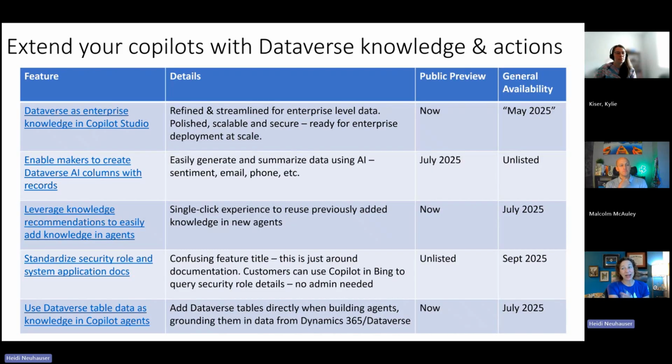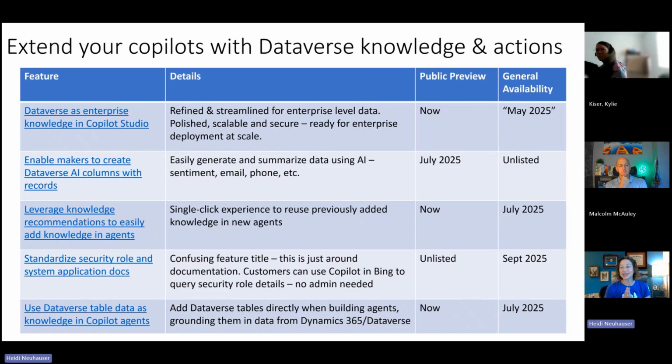Third one, leverage knowledge recommendations to easily add knowledge in agents. This is just making that whole experience connecting knowledge with agents, not copilots, even though this says it's copilot, with one click. So it's just going to simplify that experience. You can play with it now, and GA is sometime this month.